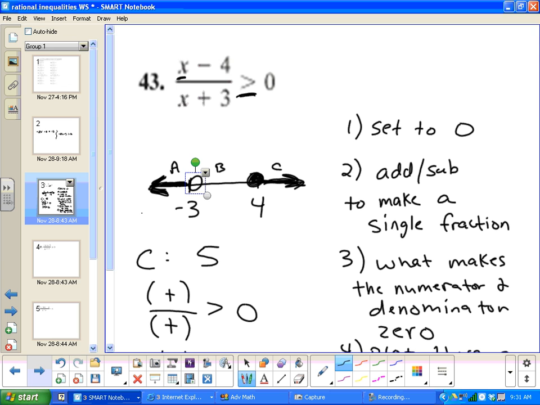How do we do that? Parenthesis, -infinity to what? -3, parenthesis because it's open, and then what? Union, bracket, 4 to infinity.